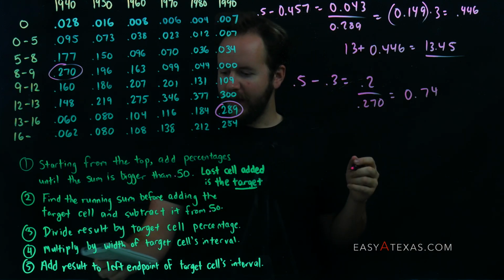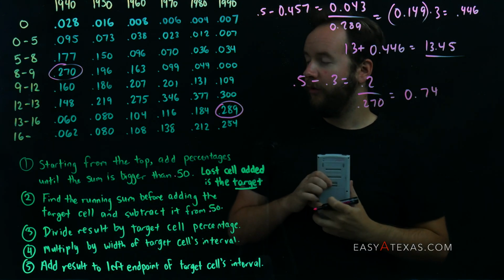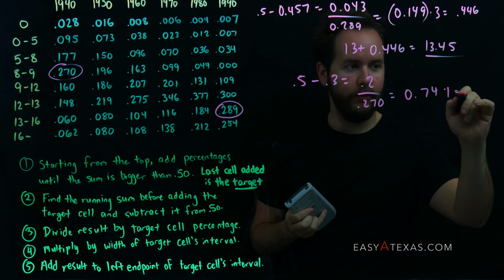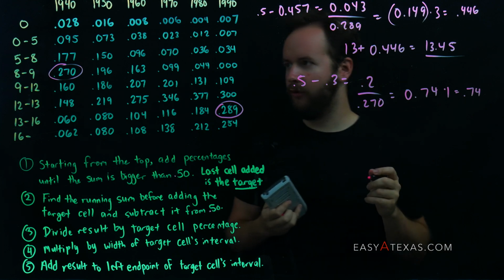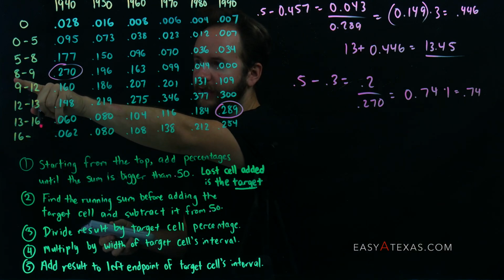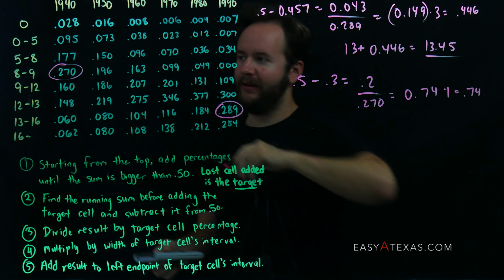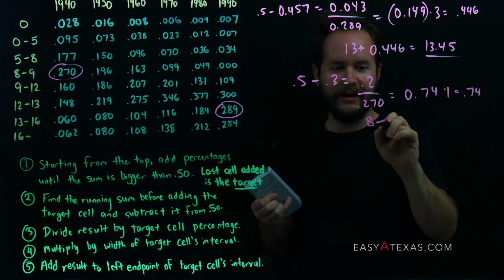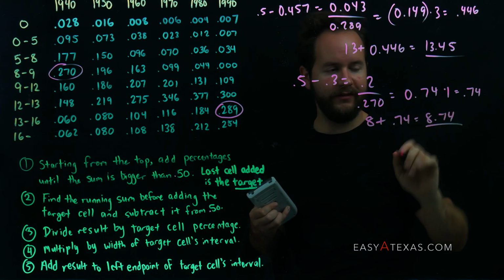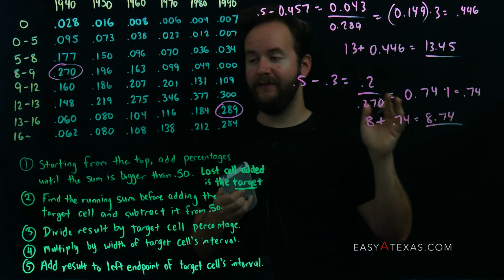Next step, multiply that result by the width of the target cell's interval. Well, the interval here is from 8 to 9. That's a width of 1. So you can say times 1 if you want to, but it doesn't change much. We still get 0.74. And then the last step is to add that result to the left endpoint of the target cell's interval. The interval is from 8 to 9, so the left endpoint is 8. Taking 8 and adding 0.74 gives 8.74. And so this is our median educational attainment in 1940.